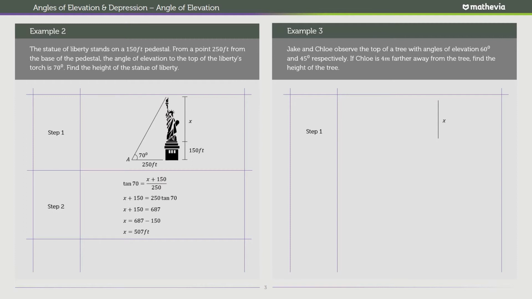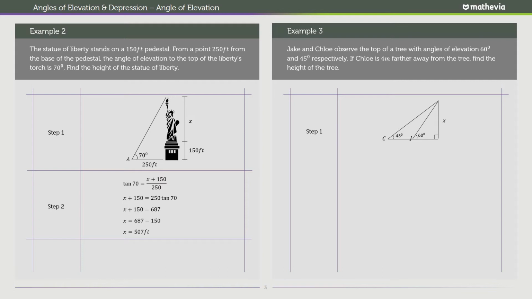We have our horizontal, and on this horizontal we have two points, because we have two observers in this case. The first observer is Jake, with a 90 degrees angle at the base of the tree. Chloe is on the other end, 4 meters farther away from the tree than Jake. From the point where Jake is standing, Jake observes the top of the tree with an angle of elevation of 60 degrees. Chloe does the same, with an angle of elevation of 45 degrees.